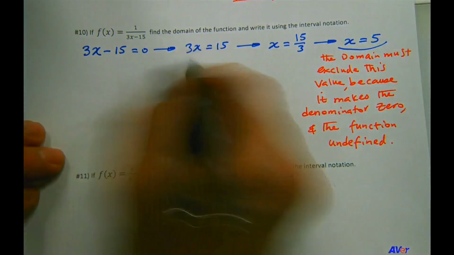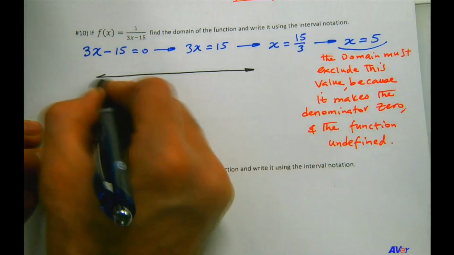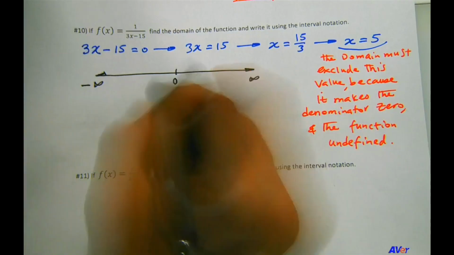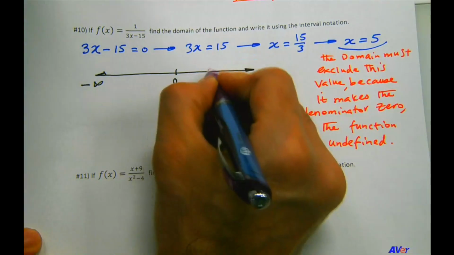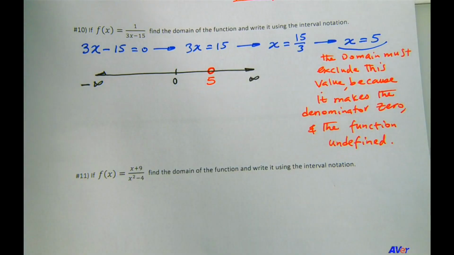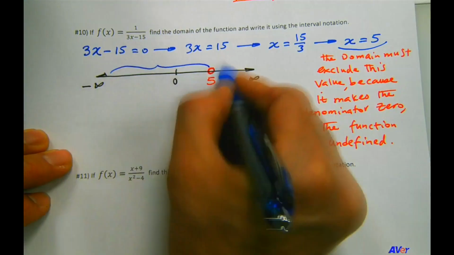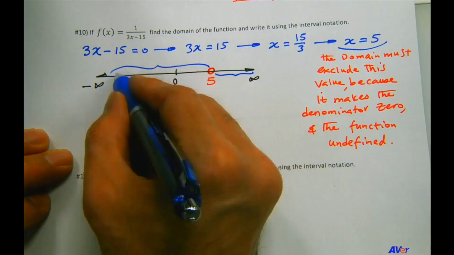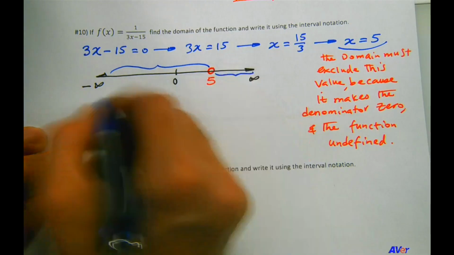So you don't have to draw this graph, but I'm drawing it just to make sure that everybody understands what we're doing. So this is the real number line with the 0 in the middle, and we've just decided that x equals 5, which is somewhere here, cannot be part of the domain. So what can be part of the domain? This piece and this piece should be part of the domain. Not 5, but anything on the left side and anything on the right is acceptable. Okay, so that's how we write it.